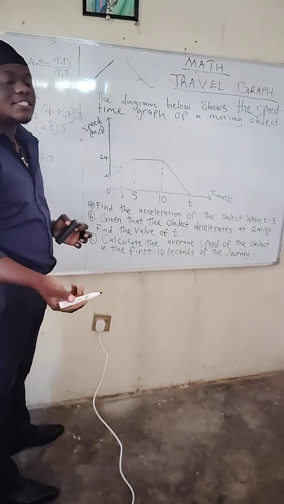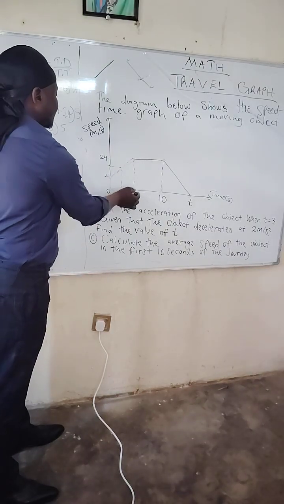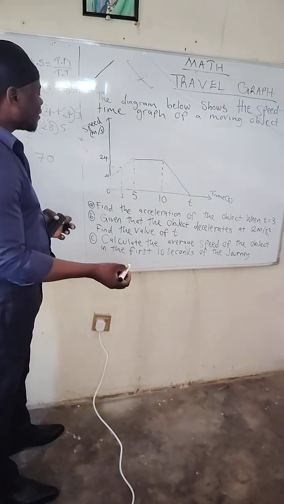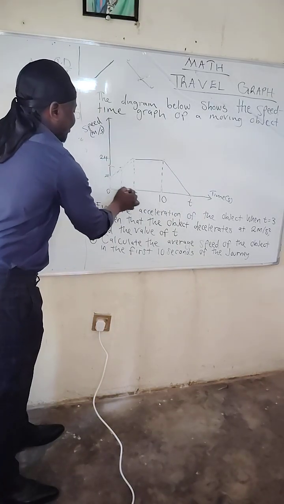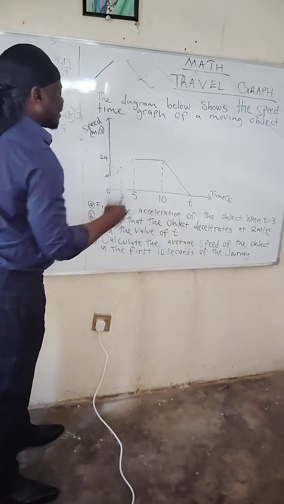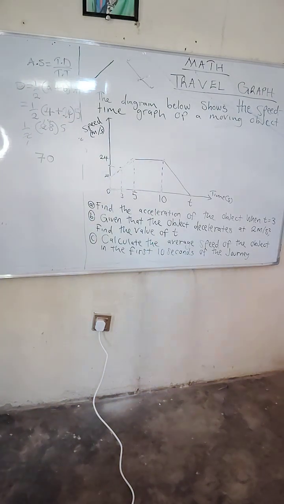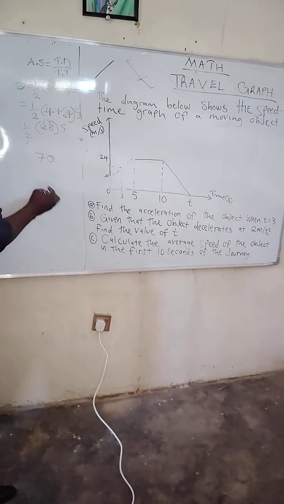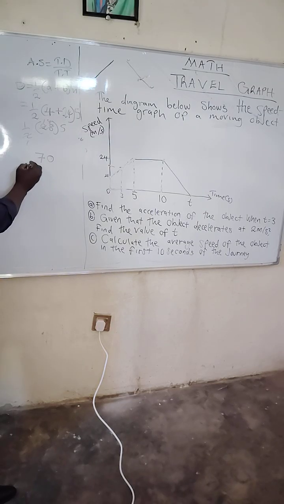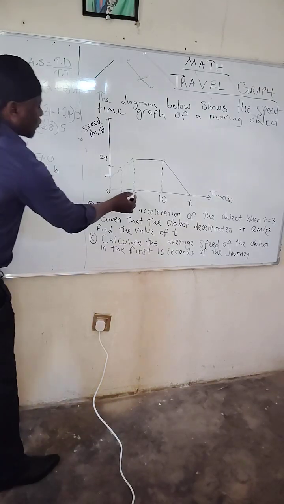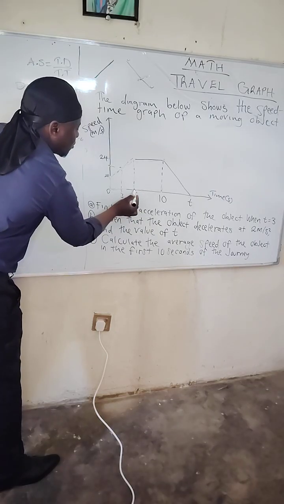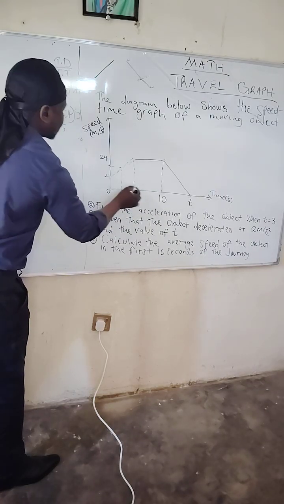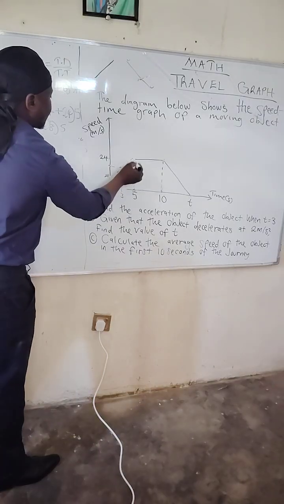If it was the distance in the first 5, then you end here at 70. But since it's the distance in the first 10, up to here, we are done with this shape. The next now is this, which is a rectangle. For the rectangle, use the formula for the area of a rectangle, which is area equals L times B. Since area is the same as distance, I'm putting distance here. L will be this here. I can't use 10 because that starts from 5, ending at 10. So 10 minus 5, 5, times B. B is this, 24.